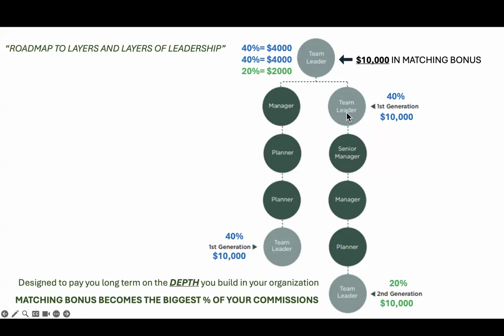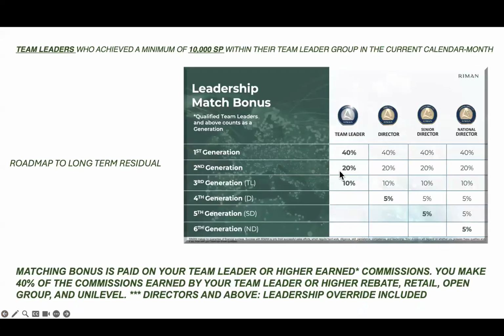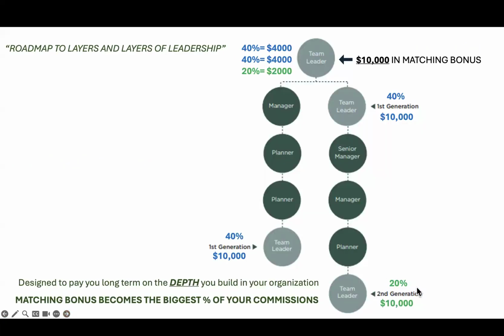Now, let's just say my team leader here promoted another team leader. To my team leader, that's his first generation, but to me, that's my second generation below my first guy. Same thing, if he generates 10,000 in income, remember, on your second generation team leader you're getting 20%. So for my second generation, I'm getting a 20% matching, and 20% of 10 grand is $2,000. So I took home 10,000 in matching bonuses for the production of my team leaders. So this is how matching bonus works.